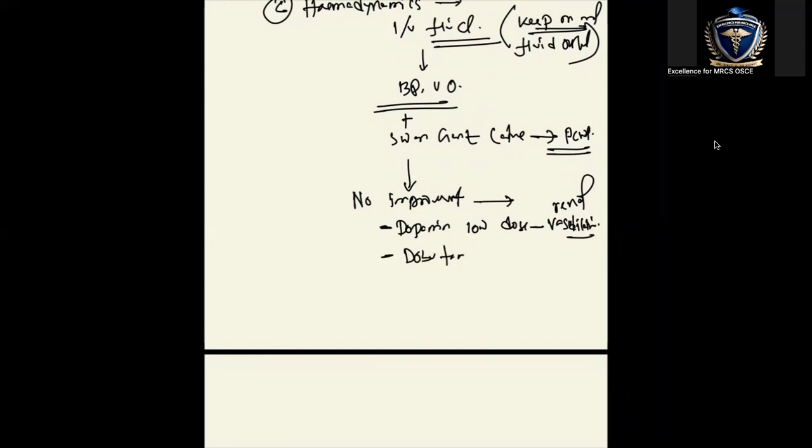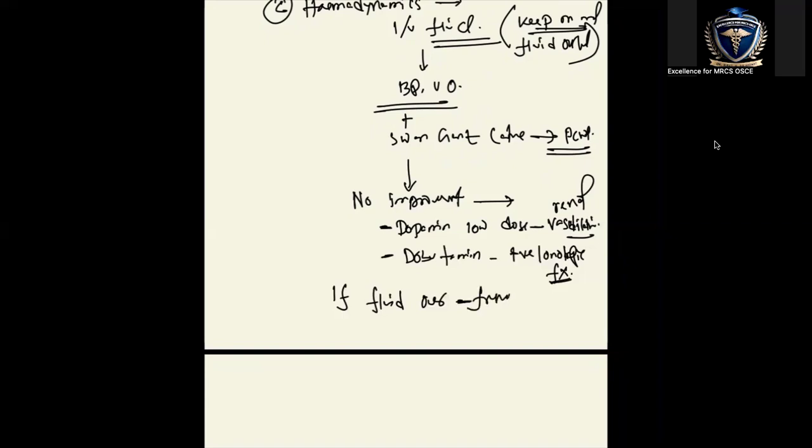And we can also use dobutamine. What is the role of dobutamine? It is a positive inotrope, increasing the force of contraction, basically, not the heart rate, the force of contraction. Okay. And if there is fluid overload, what will we give the patient?